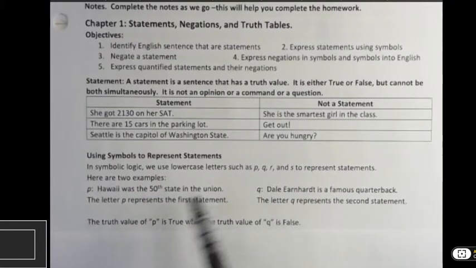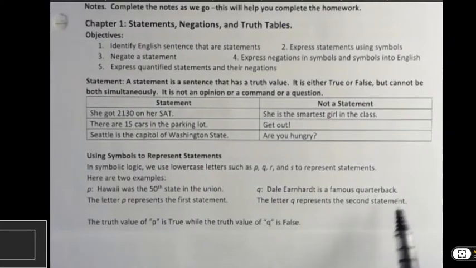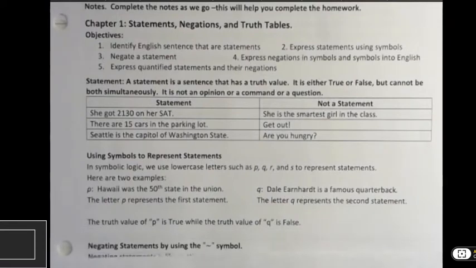And every statement has a truth value. So Hawaii was the 50th state in the Union. That's true, but Dale Earnhardt is a famous quarterback is false. All right, so we can always give a truth value to a statement.